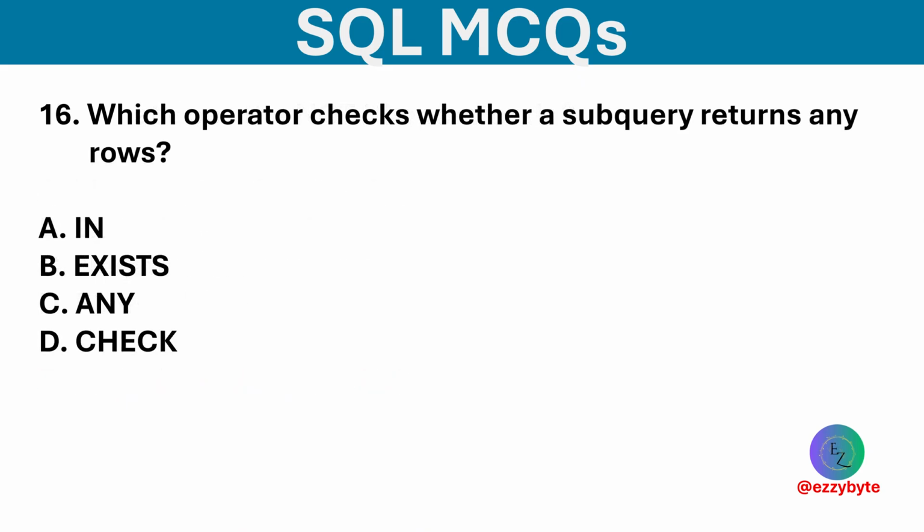Which operator checks whether a subquery returns any rows? Options are in, exists, any, and check. Option B is correct. Exists returns true if a subquery returns one or more rows.